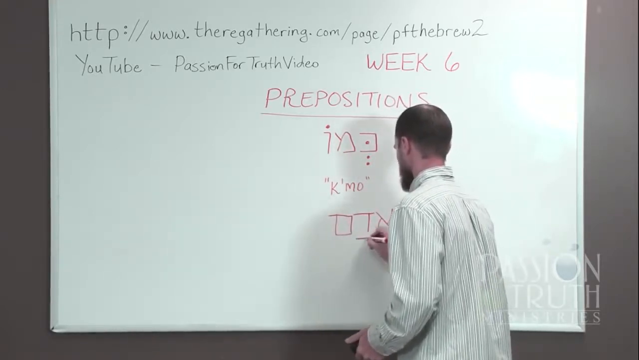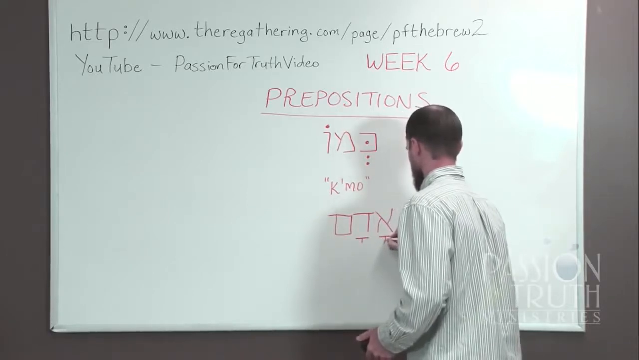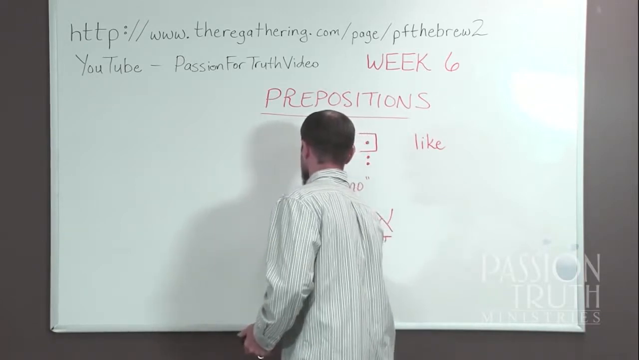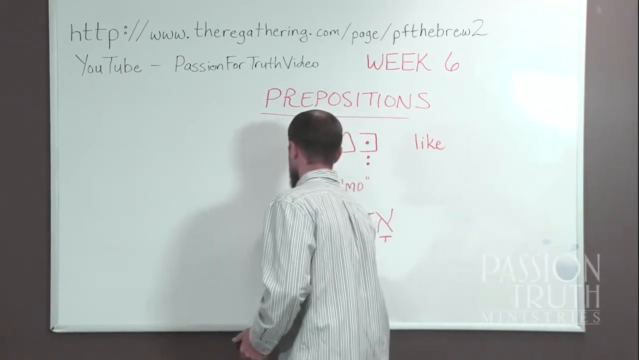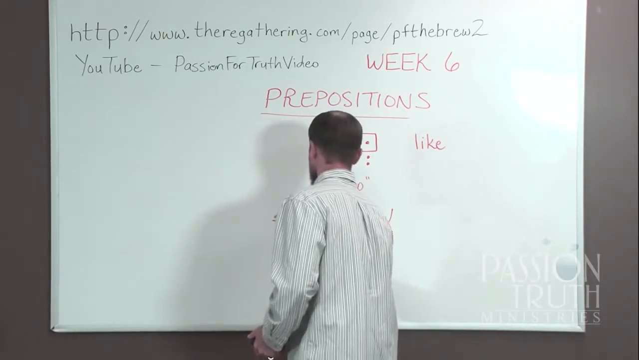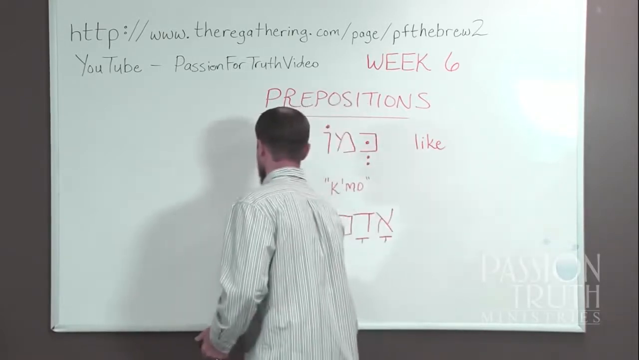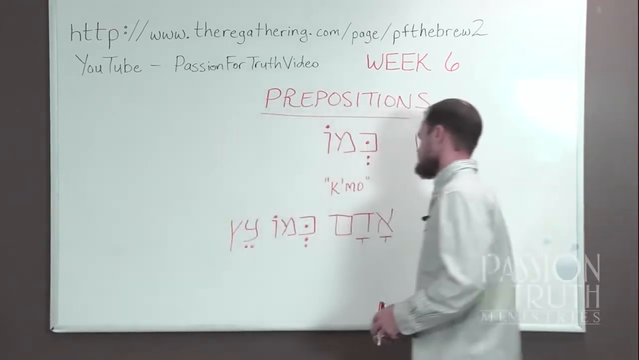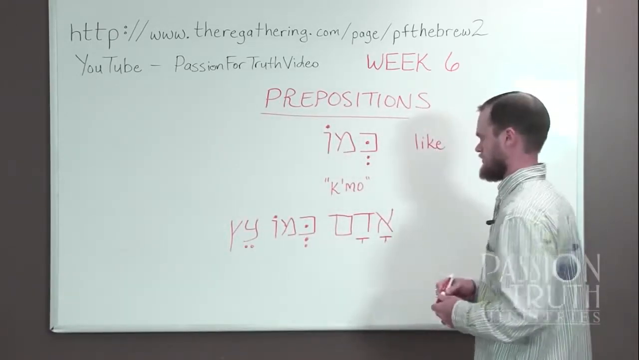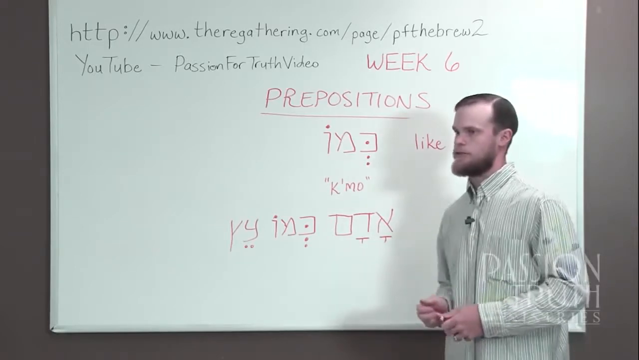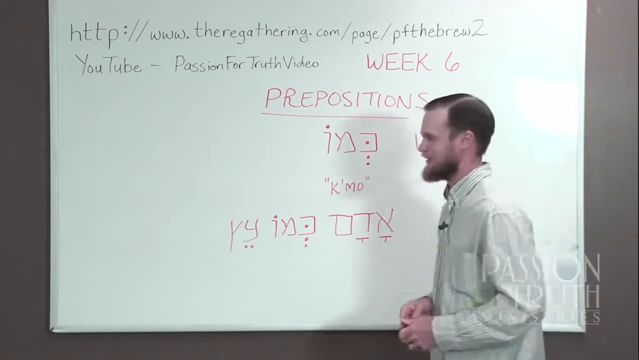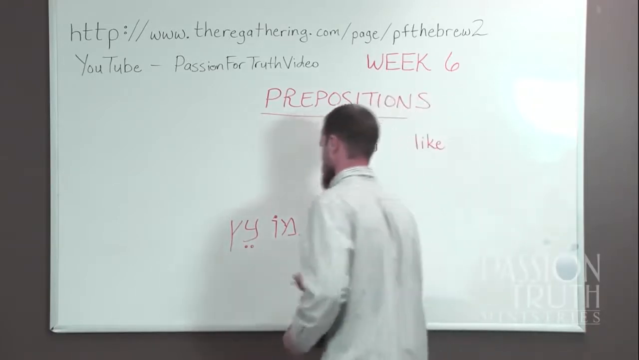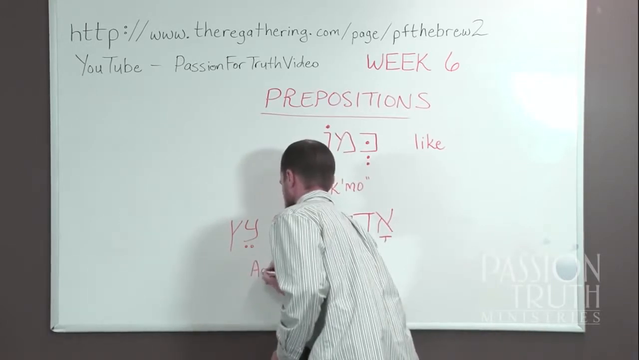Let's suppose Adam is a tall, strong man. We could say Adam kemo eitz, Adam is like a tree. So we'd either mean that he's stationary or that he's tall and strong. Okay? So that'd be the translation here. Adam is like a tree.